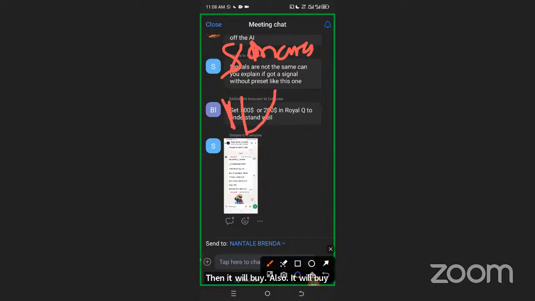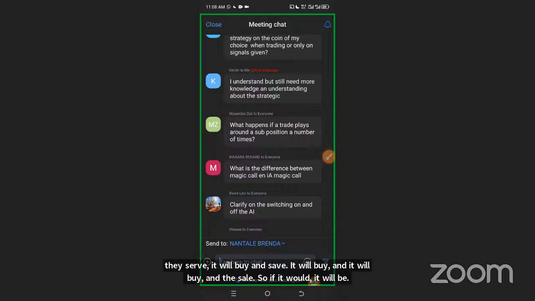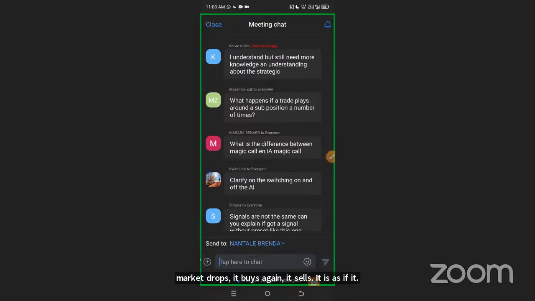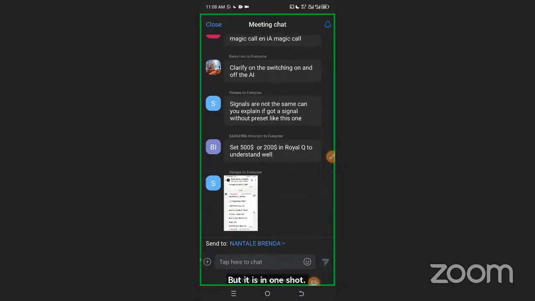It will buy and sell. So if it is playing in sub positions a number of times, the robot will keep on buying and selling. It can buy, and if the market rises, it sells. After selling, if the market drops, it buys again, then it sells. It is as if it is in cycle mode, but in one shot. So that is what happens.